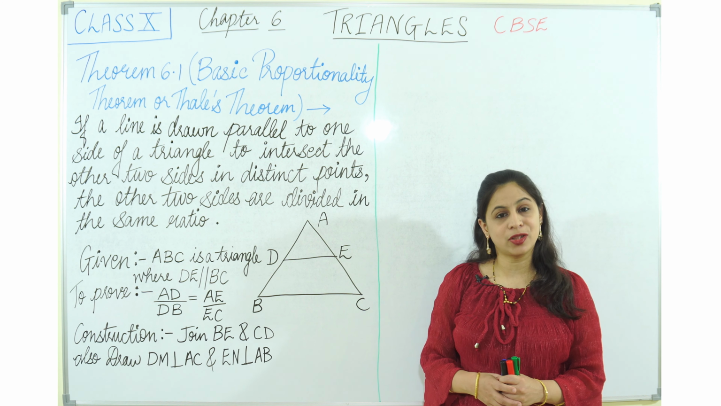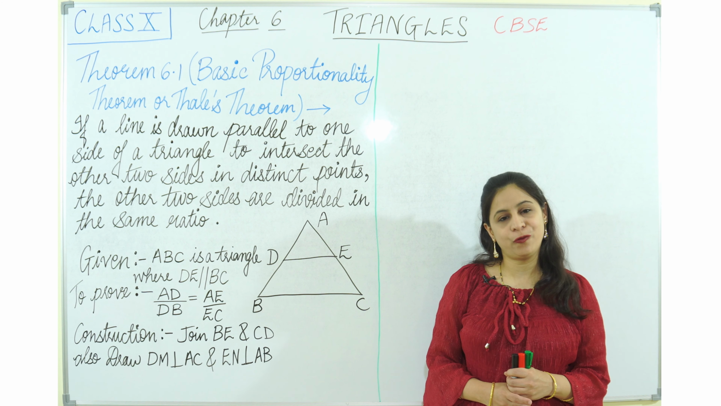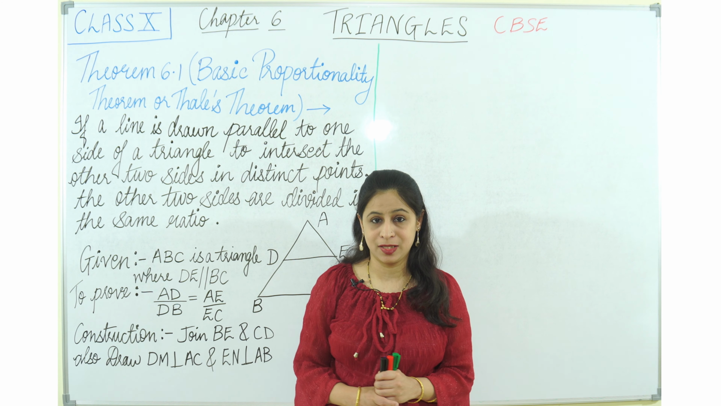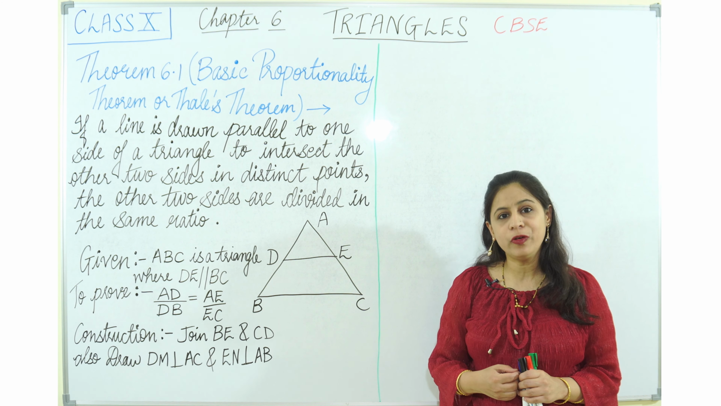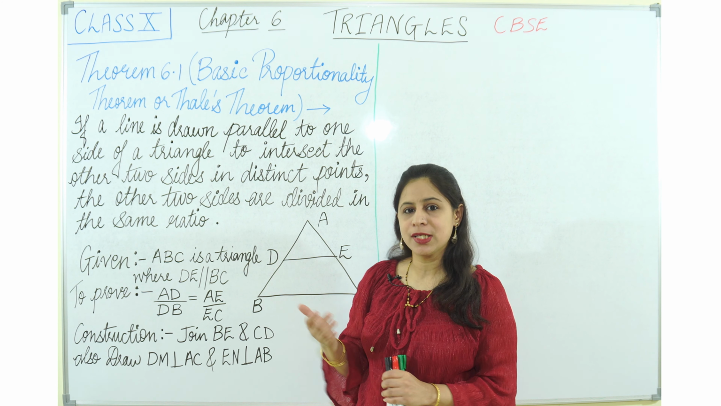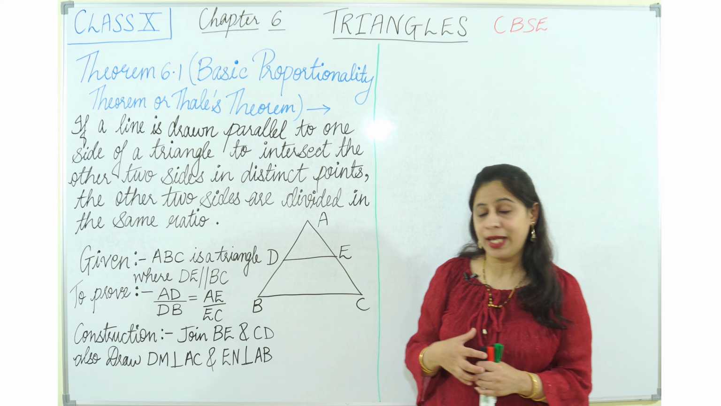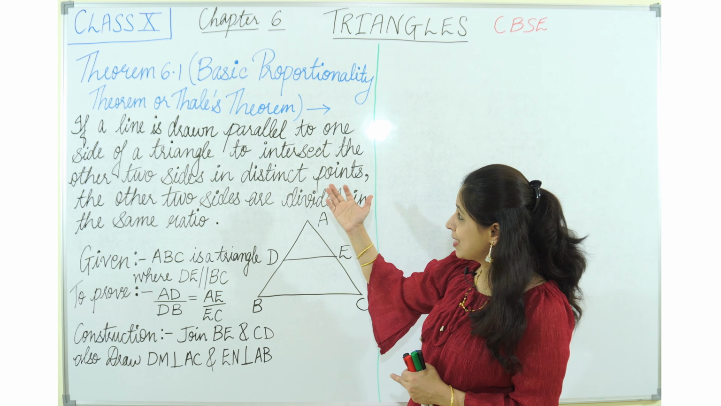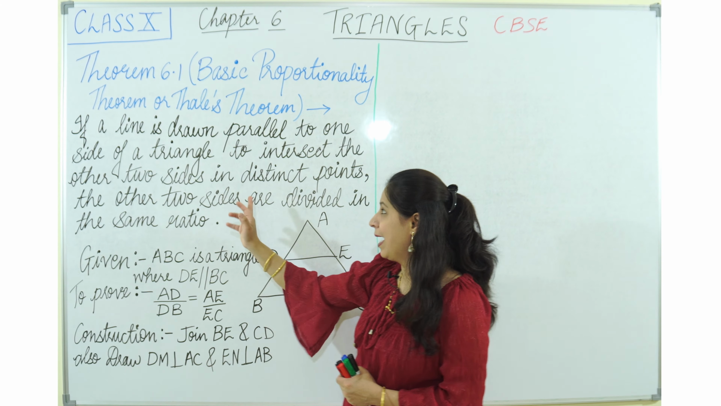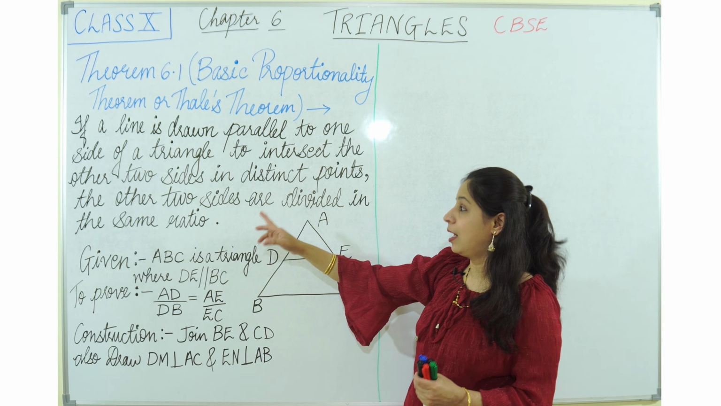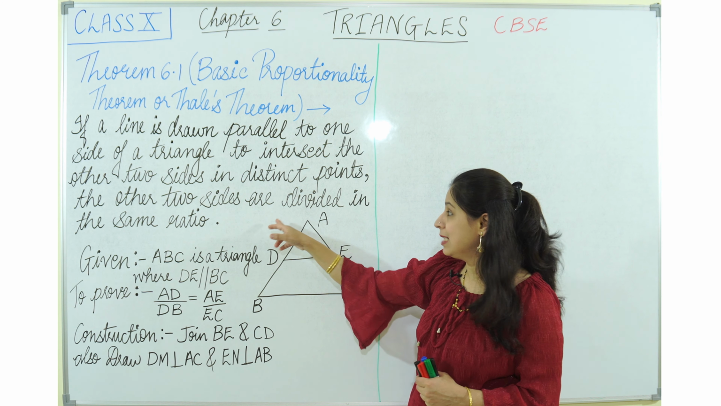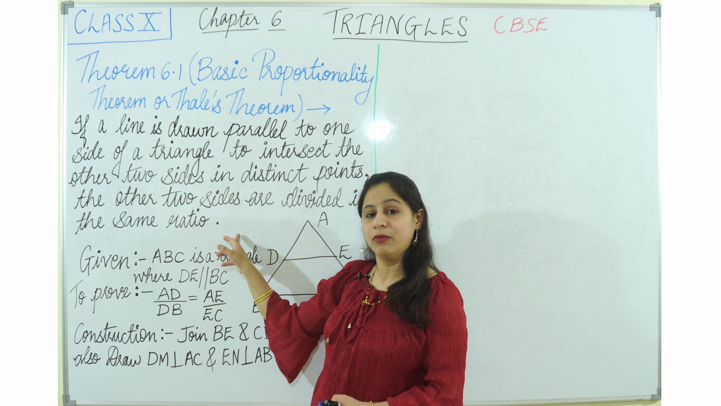So let us start with Theorem 6.1 of Chapter 6 Triangles for Class 10 CBSE NCERT. We will be proving Theorem 6.1 in this session. Let us first understand what the theorem is. The theorem states that if a line is drawn parallel to one side of a triangle to intersect the other two sides in distinct points, the other two sides are divided in the same ratio.